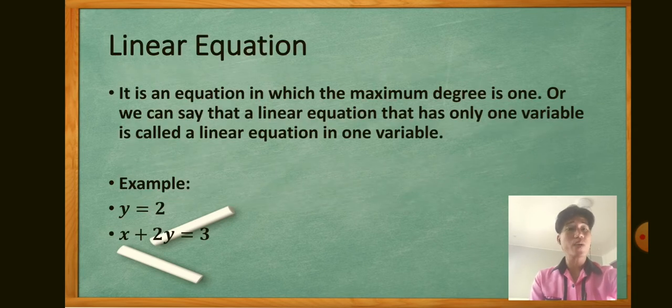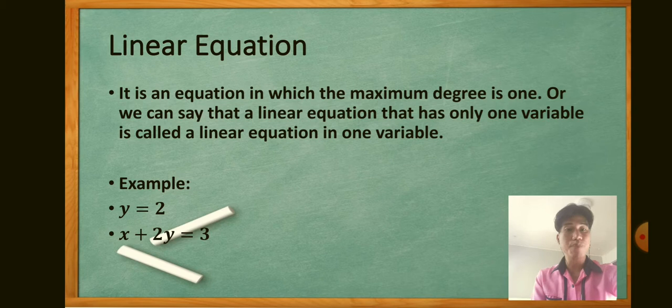So, linear equation. First, we should define linear equation. A linear equation is an equation in which the maximum degree is 1. A linear equation that has only one variable is called a linear equation in one variable. We can identify a linear equation if the maximum degree of a variable is only 1.